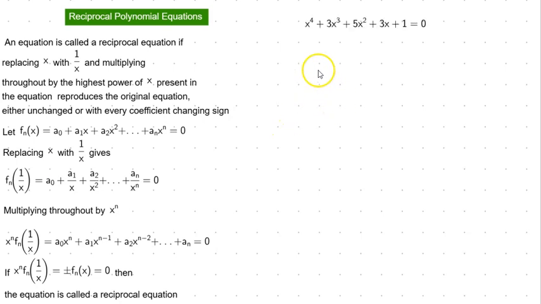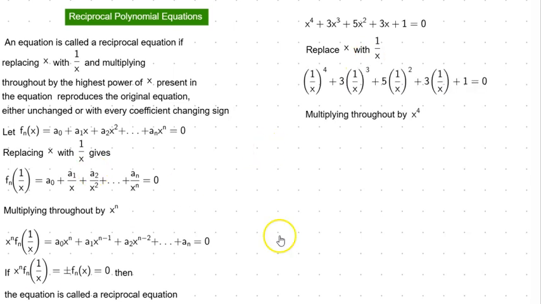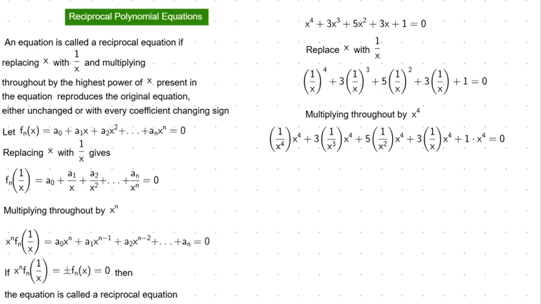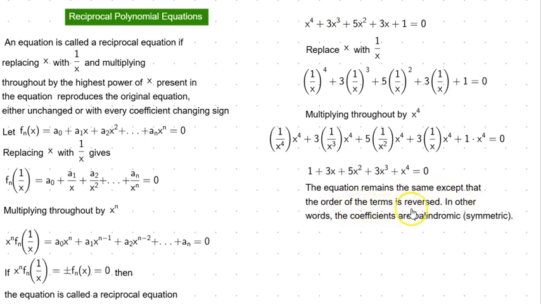Let's look at an example. We have x to the power of 4 plus 3x cubed plus 5x square plus 3x plus 1 equal to 0. Replace x with 1 by x. Apply the reciprocal transformation. Multiply throughout by x to the power of 4. Simplify. And we get 1 plus 3x plus 5x square plus 3x cubed plus x to the power of 4 equal to 0, which is exactly the same as the original equation. So the equation remains the same except the order in which the terms are written is reversed. In other words, the coefficients are palindromic or symmetric.